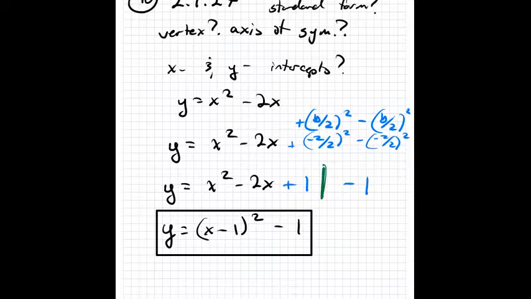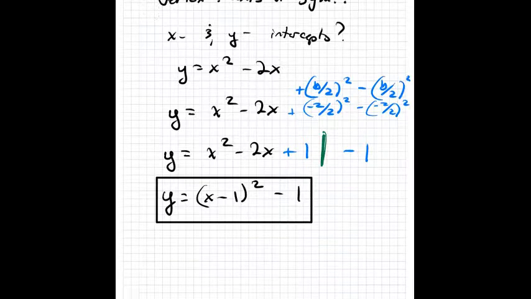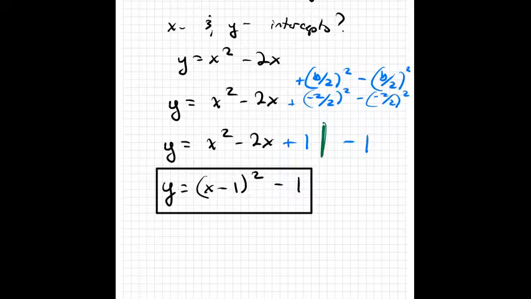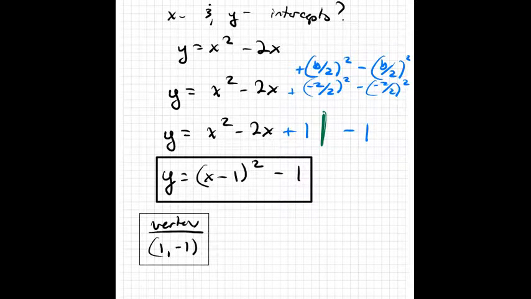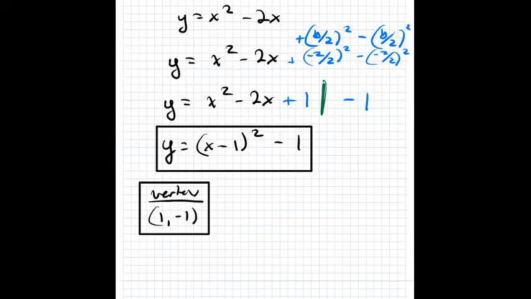Standard form. Then the vertex. I'm going to bypass the vertex formula and just trust this. So our vertex should be 1 comma negative 1. Then the axis of symmetry. Again, the axis of symmetry is just going to be the x coordinate of the vertex. So that's going to be x equals 1.